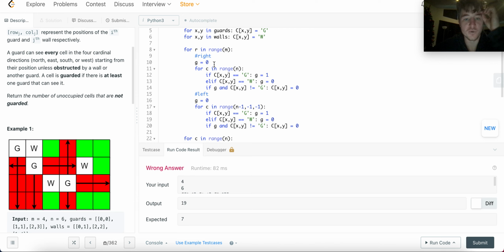Why did I do XY here when it's supposed to be RC? What I'm really trying to do is show you guys lessons of why you should modularize your code. Right? Because now I'm doing this over and over and over again.